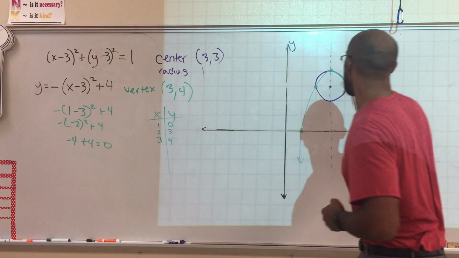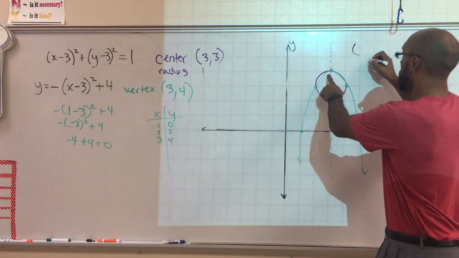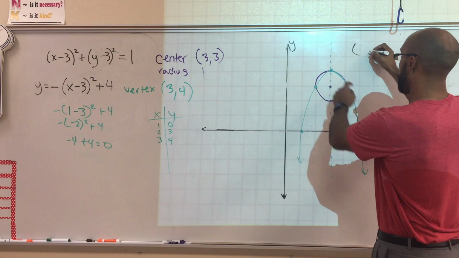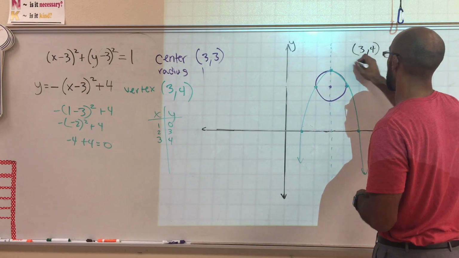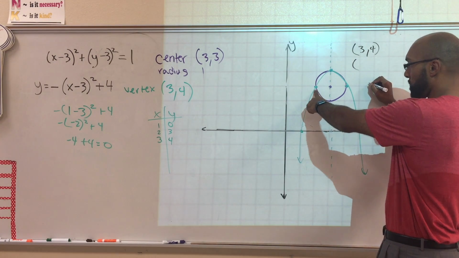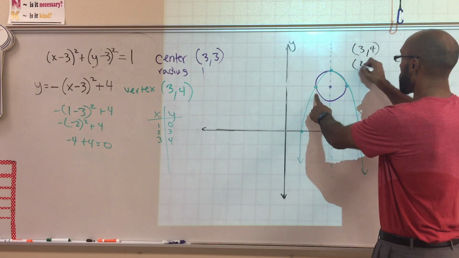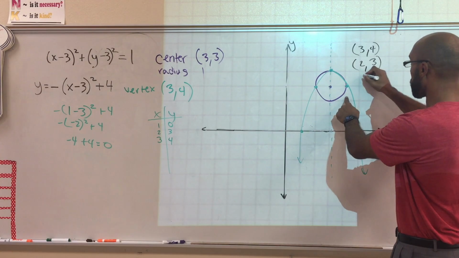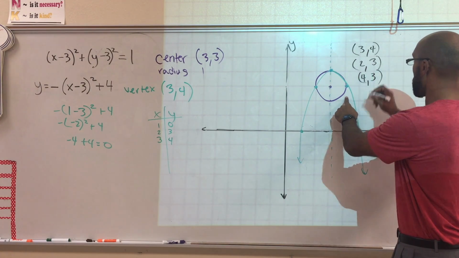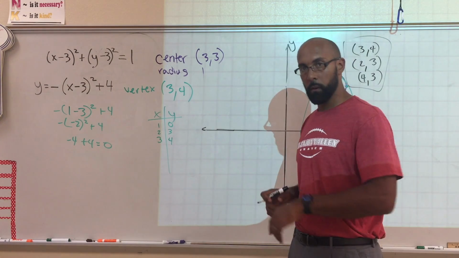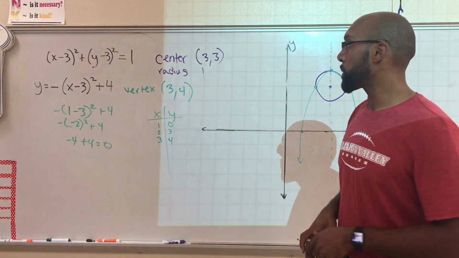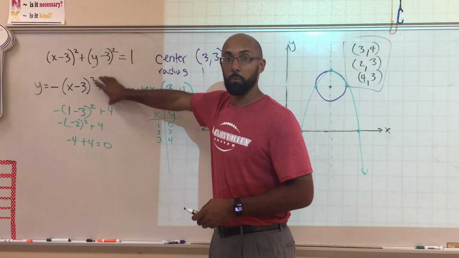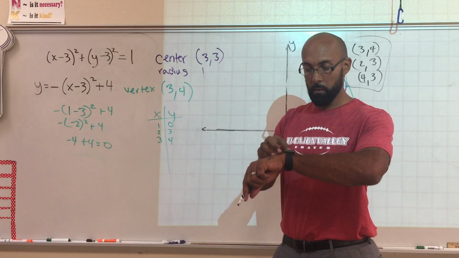So my first solution, what is that? 3 and 4, same as the vertex of the parabola. Then I'm going to have this point, 2 and 3. Then we'll have 4 and 3. And there's our solutions after graphing. So that's graphically. Now what we want to do is take these equations and solve them algebraically. So that'll be the next one.